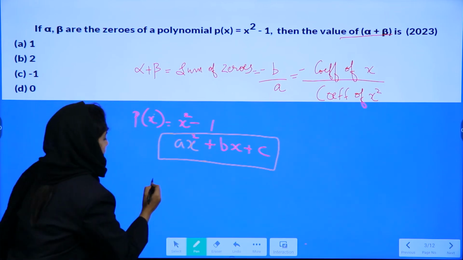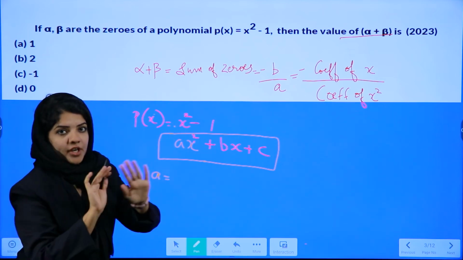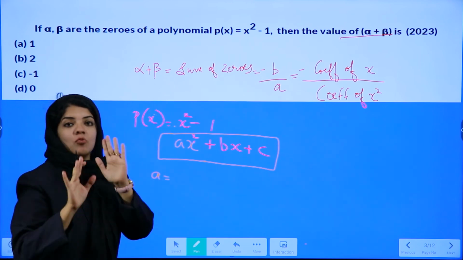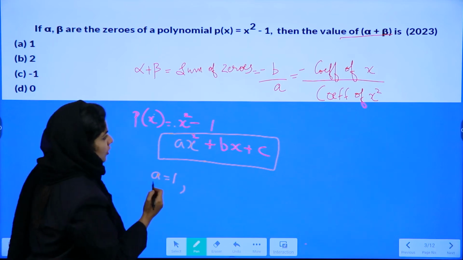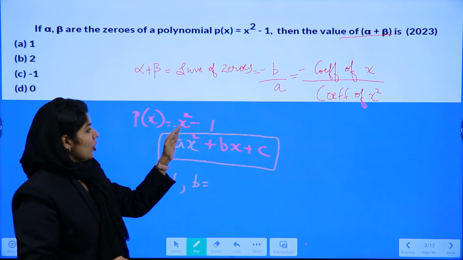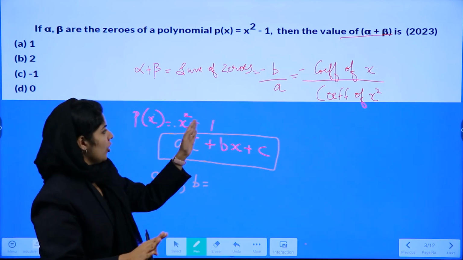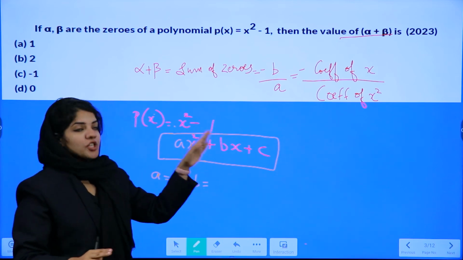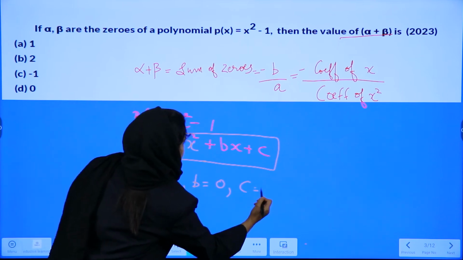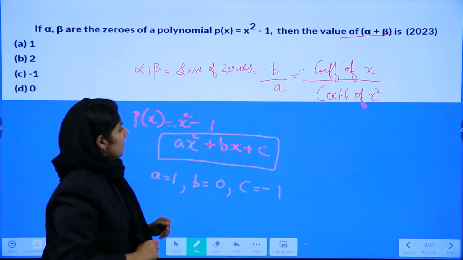On comparing, a is equal to, nothing is given here, no number is given, so we can take the value of a as 1 because x square is the same as 1x square. So a equals 1. b equals, is there any x term here? The polynomial is x square minus 1, so there is no x term. The coefficient of b means the coefficient of x, and there is no x term, so b is 0. And c is the constant, and you can see the constant value is minus 1.